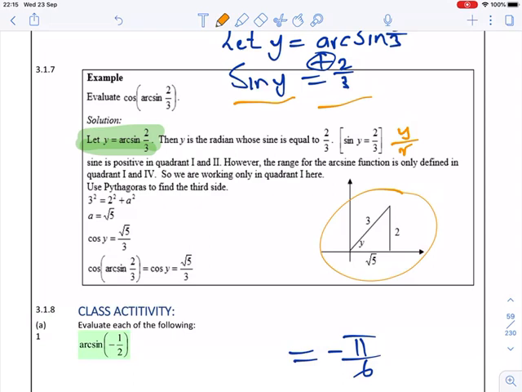So now we're back to what we did in the first unit. It's the same work, but we mustn't confuse the arc functions now with the normal functions.